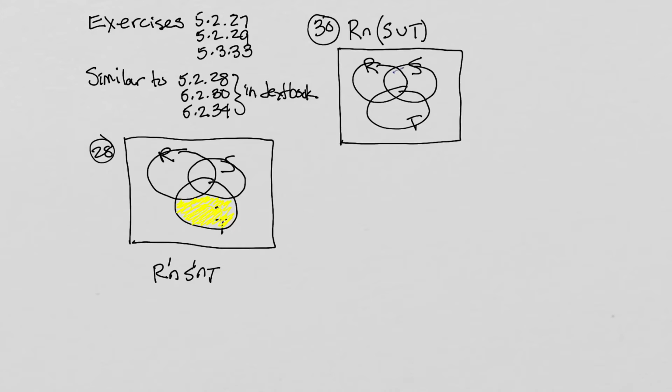Here's everything, I'll do this in a blue. Here's everything in S lumped in with everything in T. If I pick any point in this shaded region, it's in S or T. This is in S, not in T, but it has to be in at least one of them. Now, let's get the points in R.